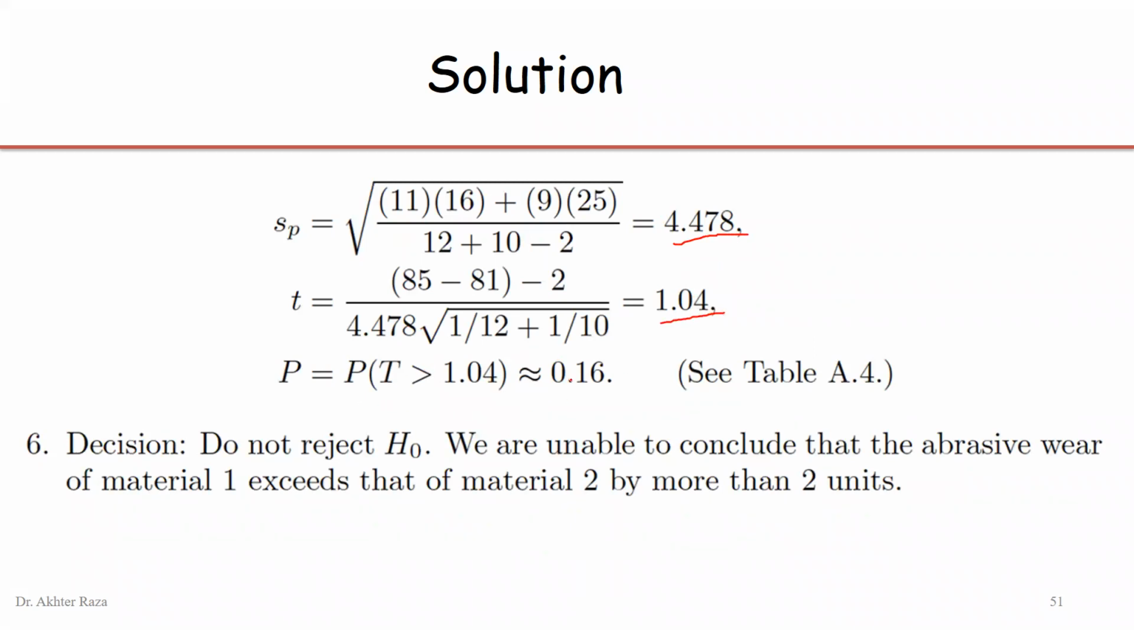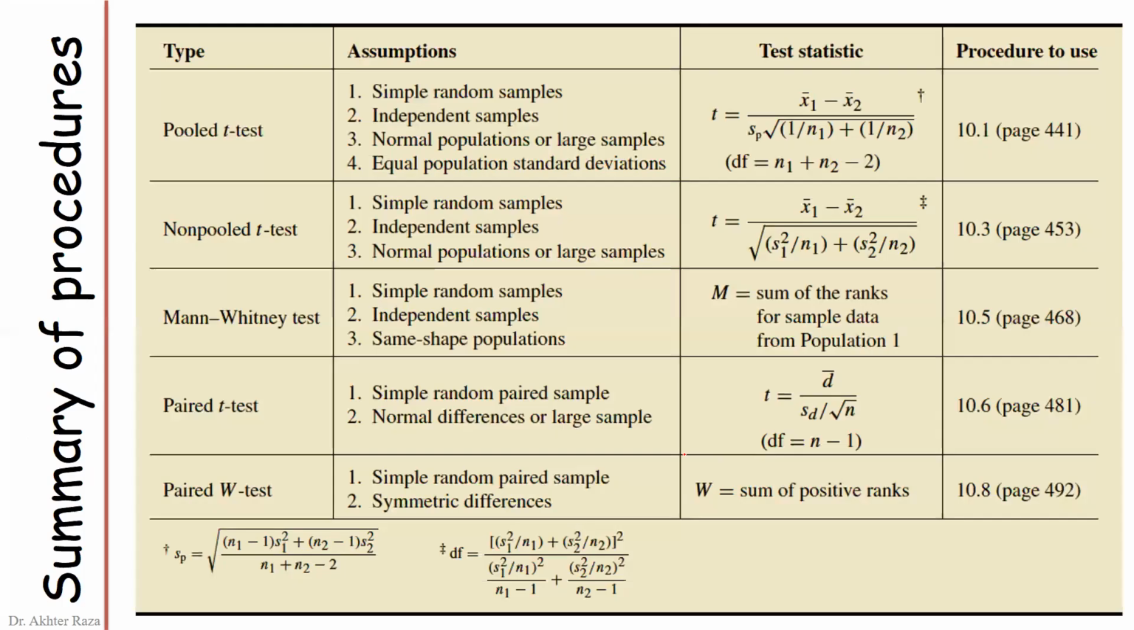The probability is 0.16, clearly stating that the null hypothesis is true. Do not reject H naught. We are unable to conclude that the abrasive wear of material 1 exceeds that of material 2 by more than 2 units. The claim of more than 2 is rejected. So the difference is 2, which is the null hypothesis, or less than 2. There is a possibility that the difference is exactly equal to 2 or less than 2. That is the hypothesis which is accepted.